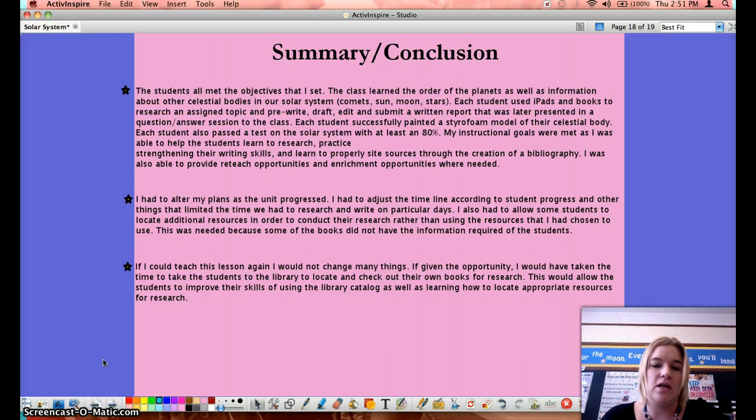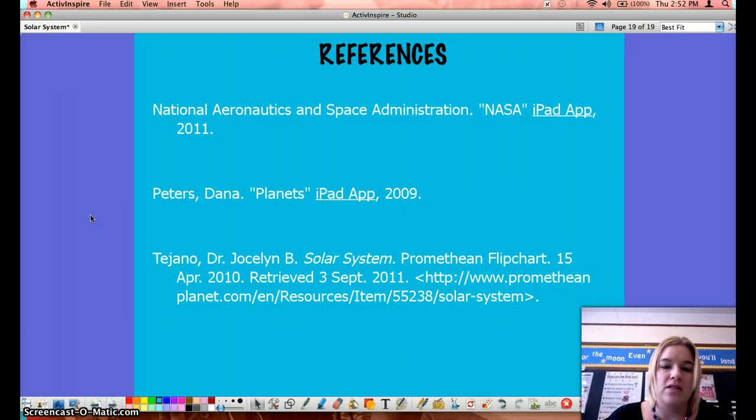If I could teach this lesson again, I wouldn't change too many things. If given the opportunity, I would take the students to the library to locate and check out their own books for research. This would allow the students to improve their skills on using a library catalog as well as learning how to locate source resources.